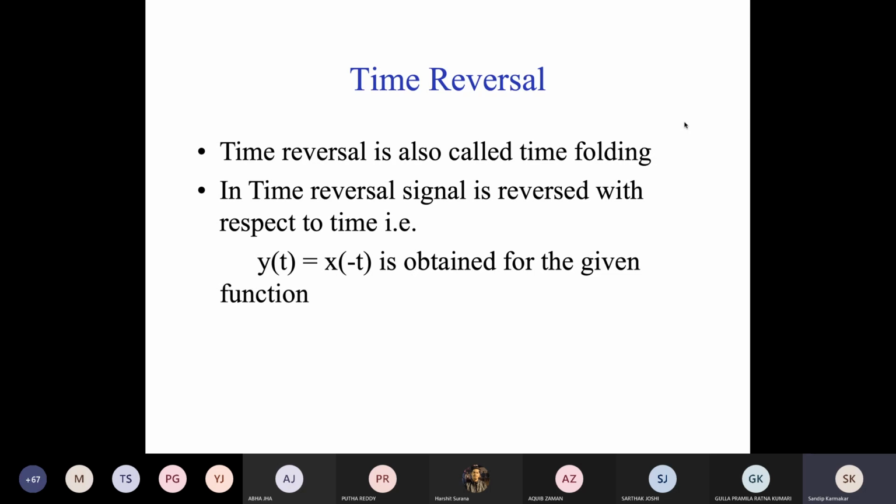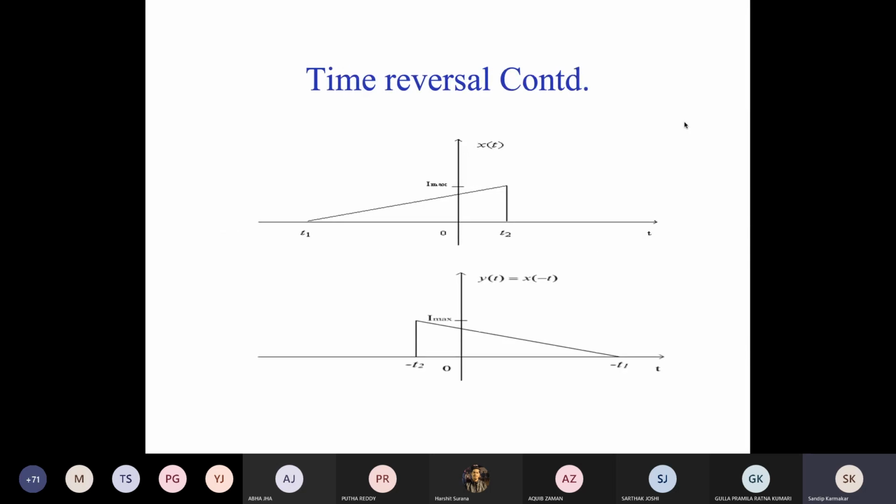Time reversal is also called time folding. In time reversal, the signal is reversed with respect to time. So y(t) equal to x(minus t) is obtained for the given function. So if we have x(t) like this, then y(t) equal to x(minus t) will be like this. It will be inverted, a reflection with respect to the y-axis.